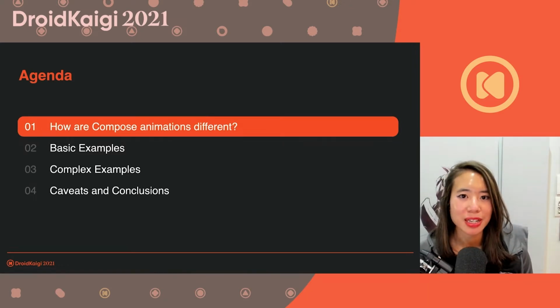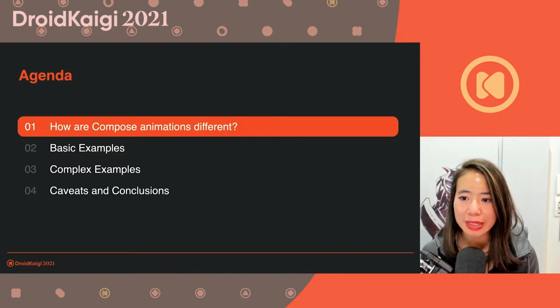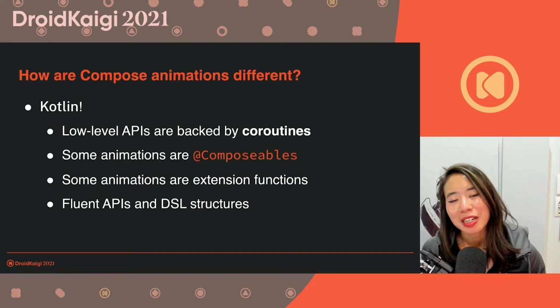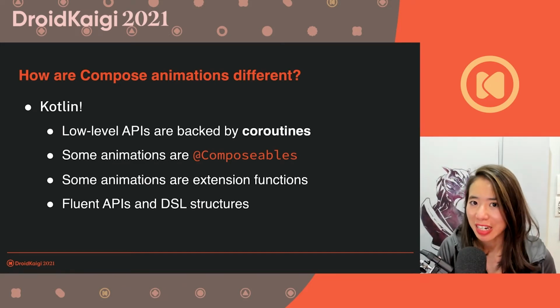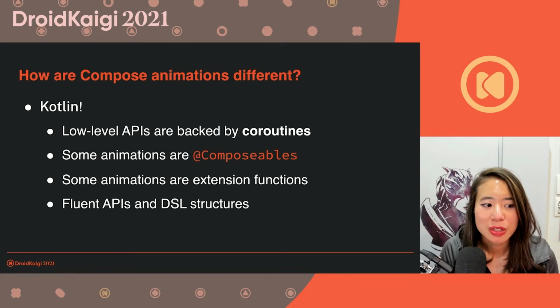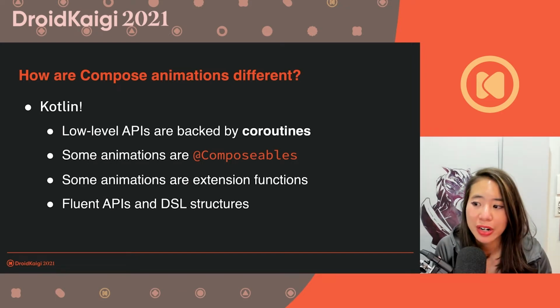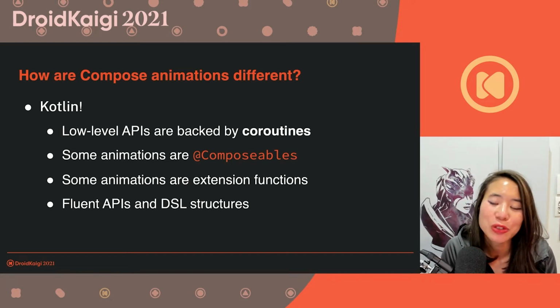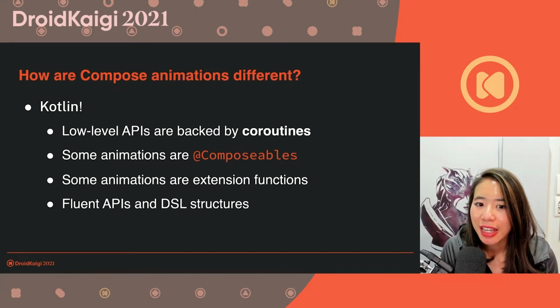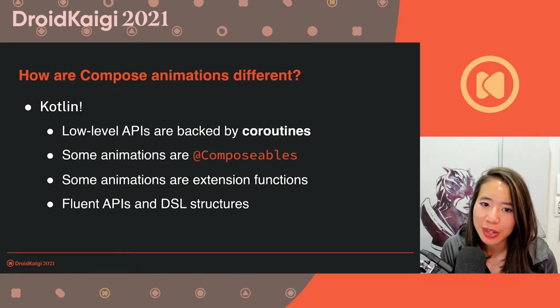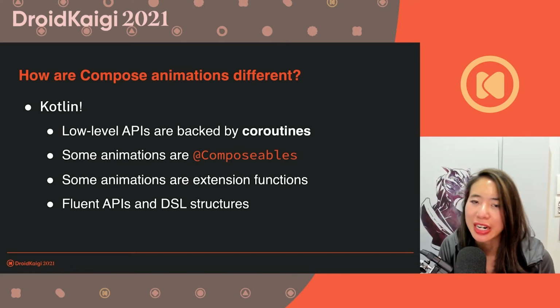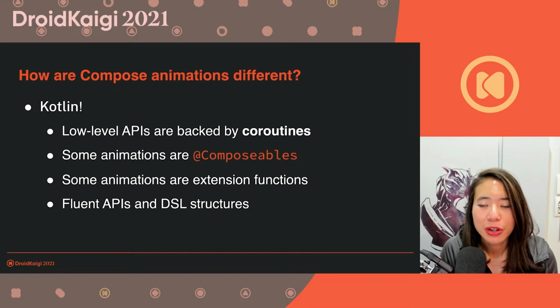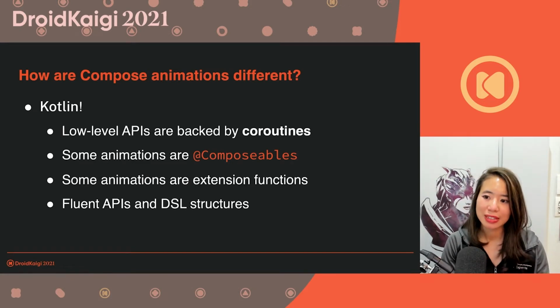So Jetpack Compose and its animations are different in a few ways. Number one, Kotlin. Jetpack Compose being completely based in Kotlin means its animations are also based in Kotlin. Interestingly, its lowest level APIs are backed by coroutines, so challenges with coroutines can also find their way into animations if you use the lowest level APIs. There's a mix: some animations are composables, some are extension functions, and some are both. But overall, because of the basis in Kotlin, we have really nice fluent APIs that utilize Kotlin syntax, and a lot of nice little DSL structures.